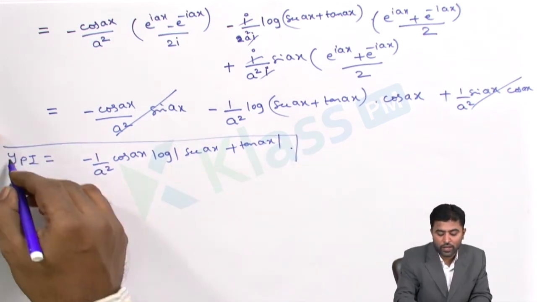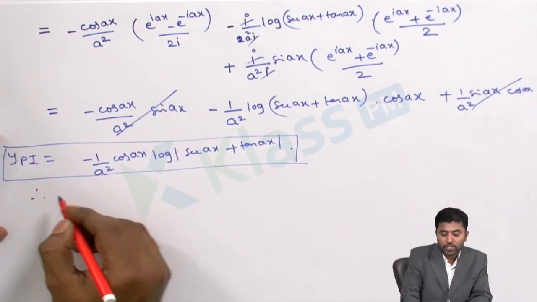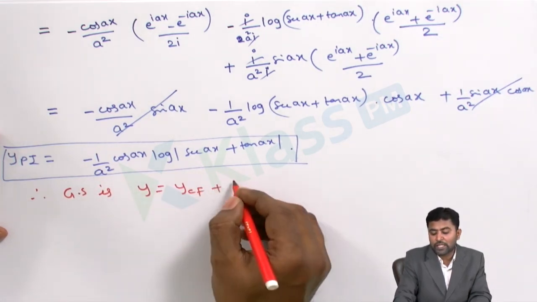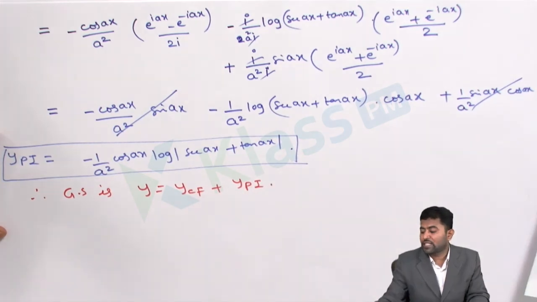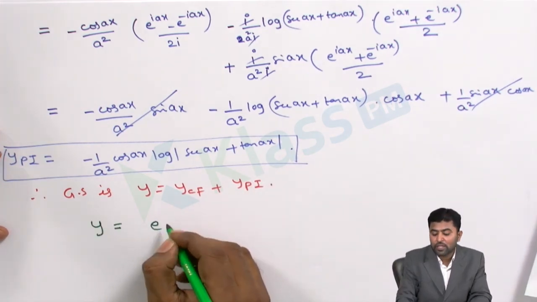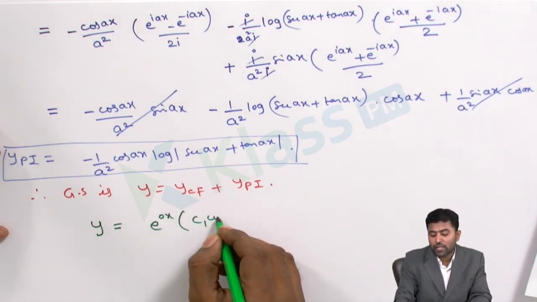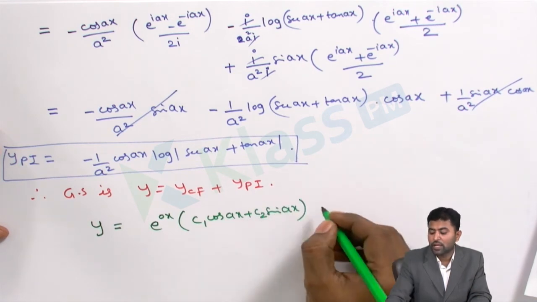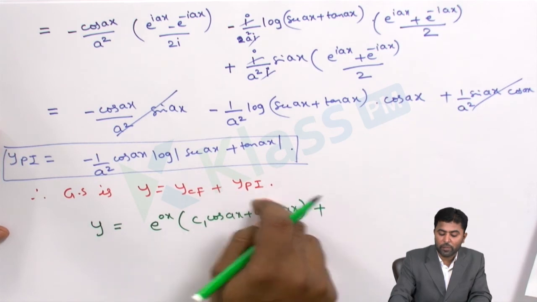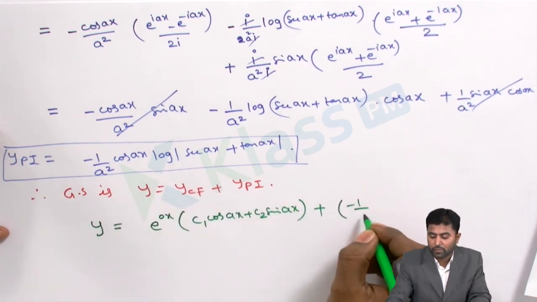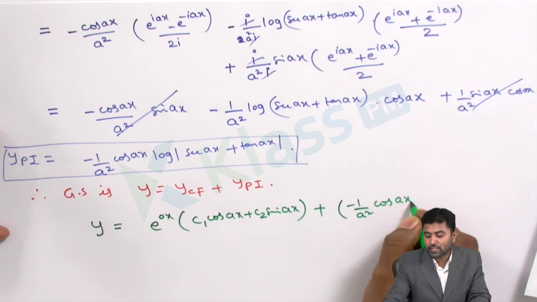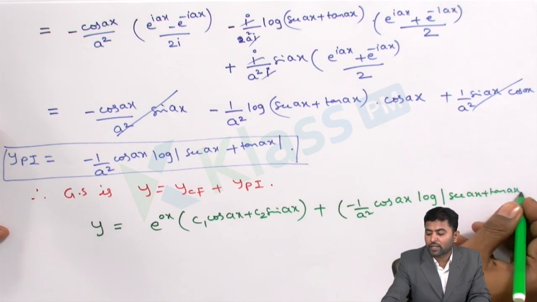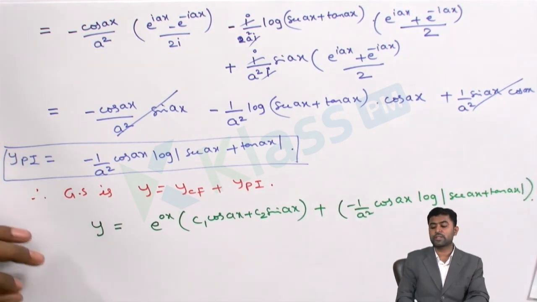This is ypi. So therefore the general solution is given by y is equal to ycf plus ypi. And ycf what we got is e power 0x into c1 cos ax plus c2 sin ax, plus the particular integral ypi, we got that as minus 1 by a square cos ax log mod secant ax plus tan ax. This is the general solution.